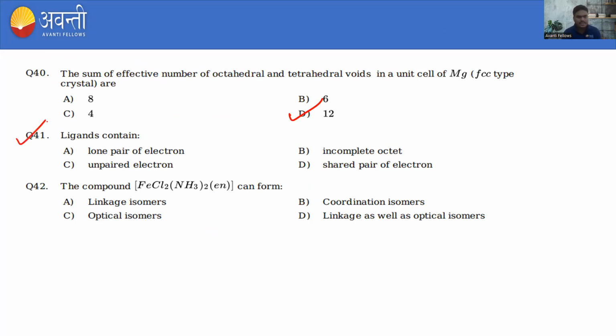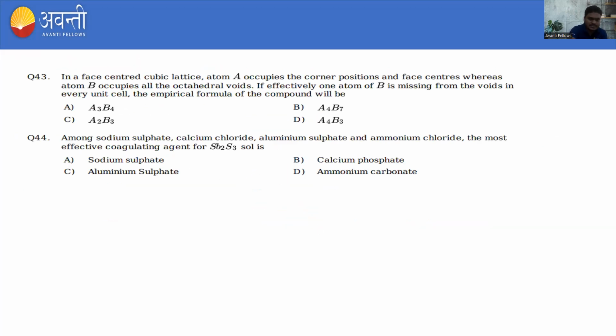Now move to the next question, that is question number 41. We all know that ligands are those, for example ammonia, which have a lone pair of electrons. So those having lone pairs of electrons are known as ligands. Now, the compound FeCl2NH3 can form optical isomerism. We are going to study this in our coming chapter as well, that is, what is optical isomerism and what is geometrical isomerism. And for this, the correct answer is C.